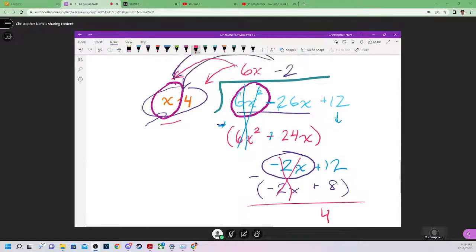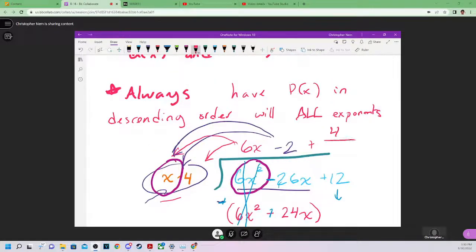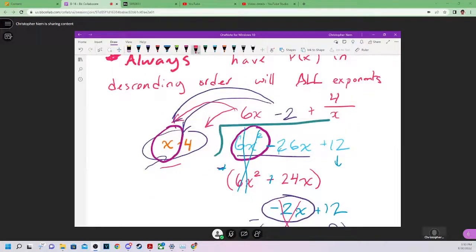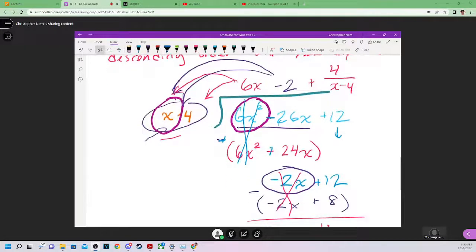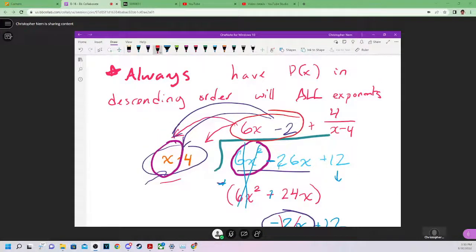So we say now our remainder is, this is plus our remainder, 4 over, and then we're going to divide that by our divisor. Your remainder is always going to be what you're left over with divided by your divisor. It's going to be a ratio of your divisors. So this piece is your quotient. And then this piece is your remainder.